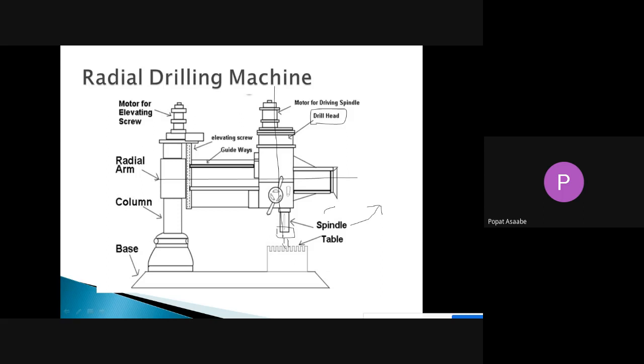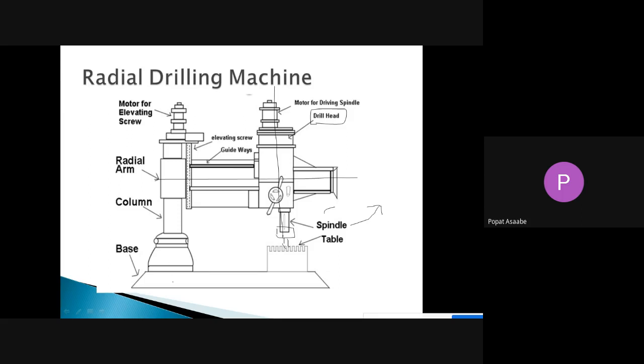Because of the rotary motion of the spindle, the drill bit also rotates, so it is called a rotary element. Okay, so this is the construction of your radial drilling machine. Whether you understood the construction, simple.